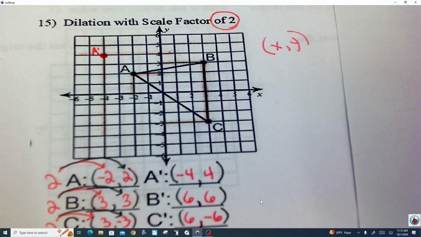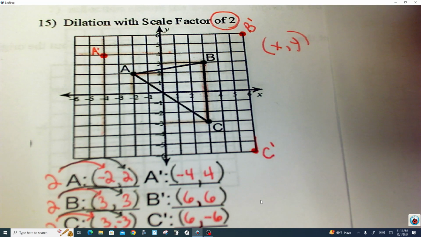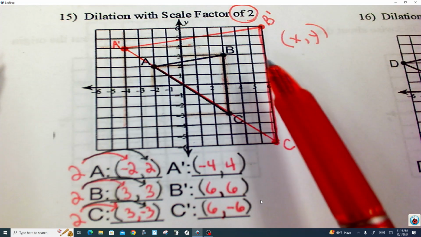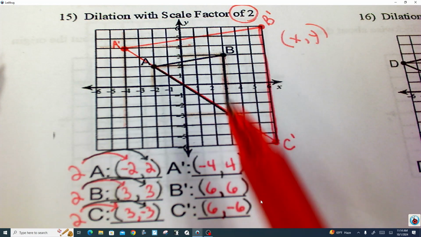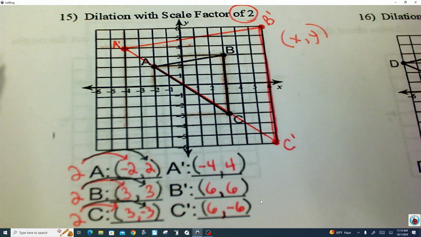Let's go do B prime. It's at 6 and 6. 6 on the x, 6 on the y. And then C prime would be +6 on the x-axis, -6 on the y-axis. Connect the dots and we're finished with this one. One final thing I'd like to mention: how much bigger is the red triangle than the original? Well, that prime triangle is twice as big because my scale factor is 2.